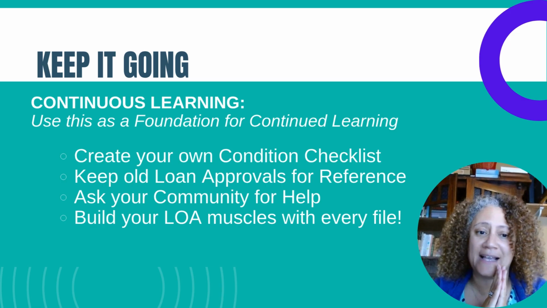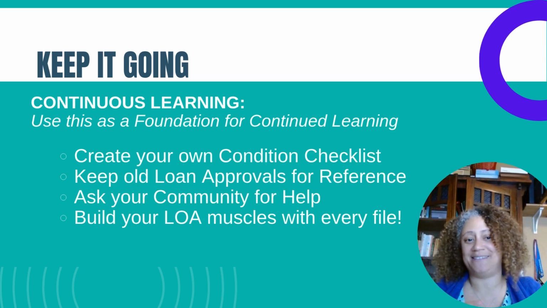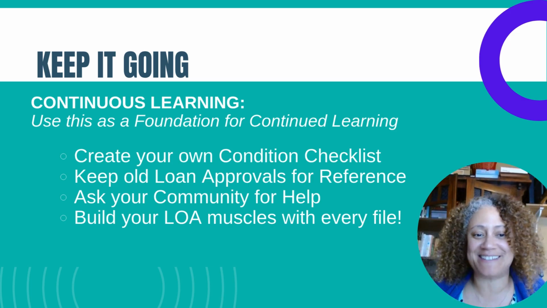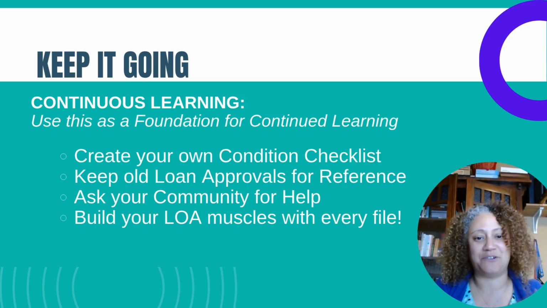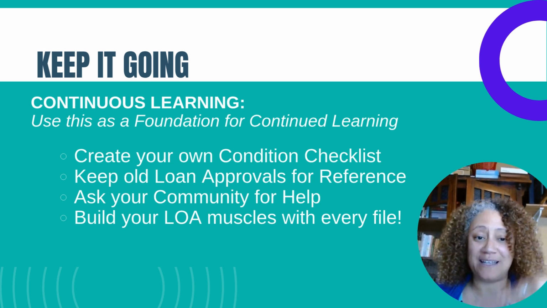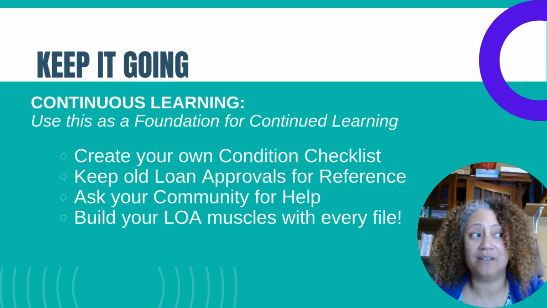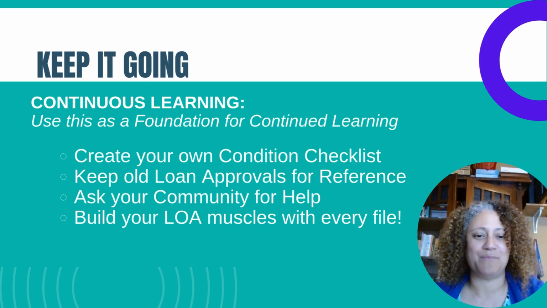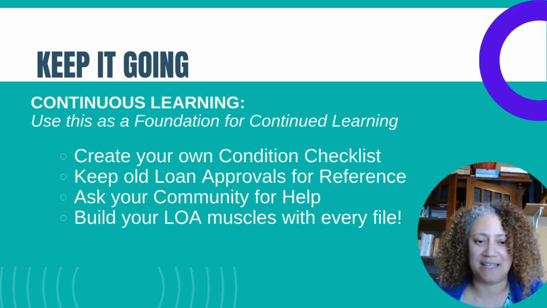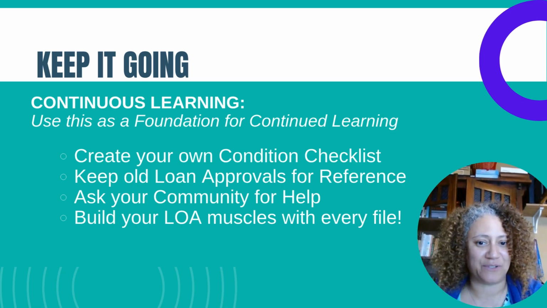So use this as a foundation for your continued learning. This is still self-training. We know that a lot of loan officer assistants, you're going to have to train yourself. So like I said, create your own sort of condition checklist of things that you see all the time. As you get conditional loan approvals, you may want to keep them as a reference tool to see, well, how did I handle that last time? These are the notes I took, and I'm going to keep these while I get used to seeing conditions and understanding what are the things that come up all the time. So create your own checklist of things that you see all the time.